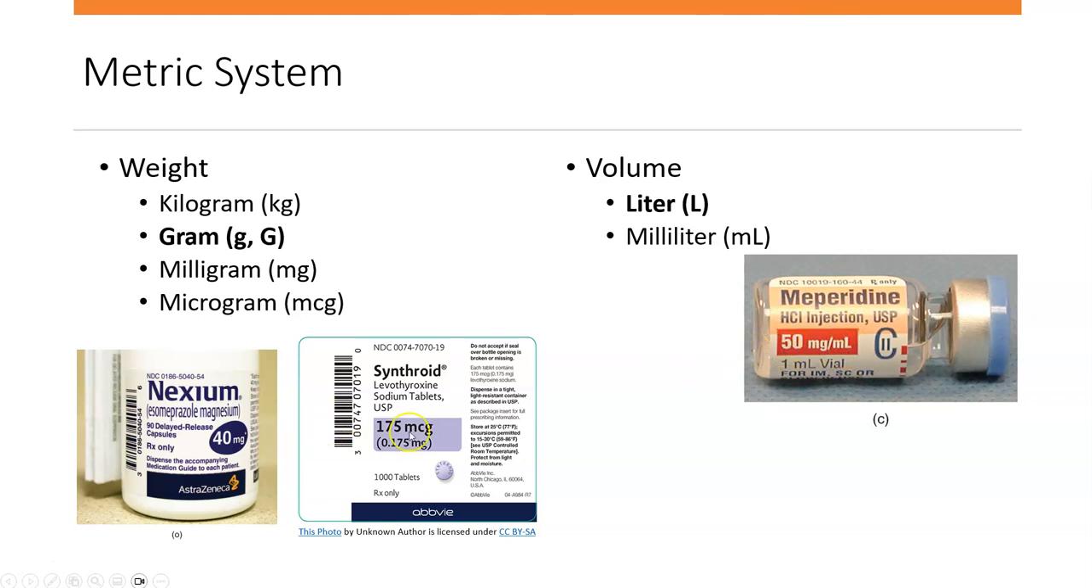And then when you've got just an oral solid dose form, if we're wanting to know what the dose strength is, it would be 175 micrograms per tablet. But most often we're just going to say it's 175 micrograms.